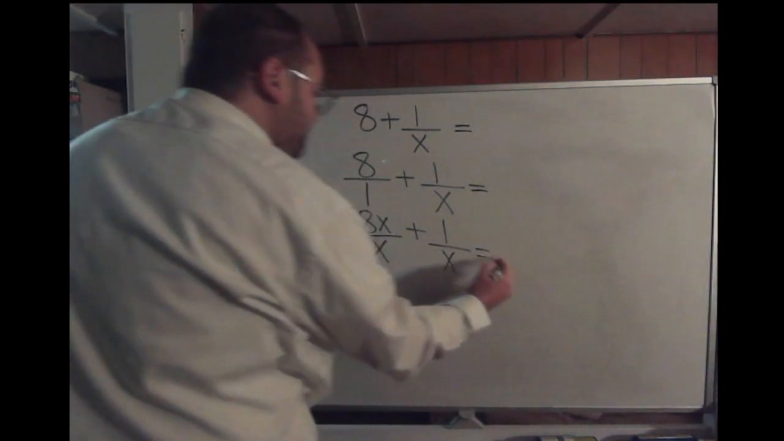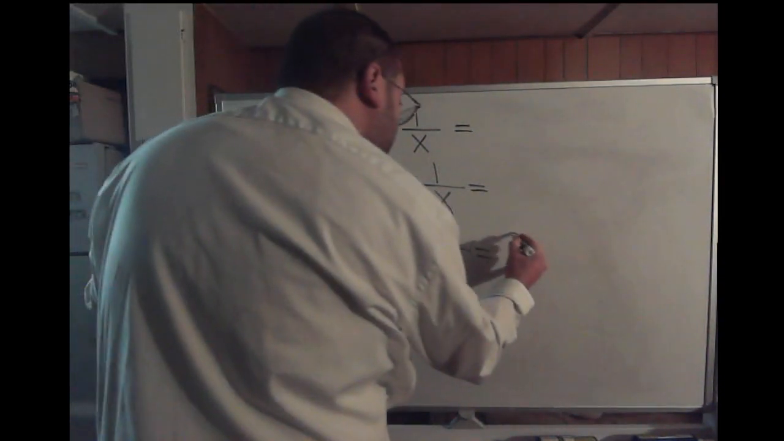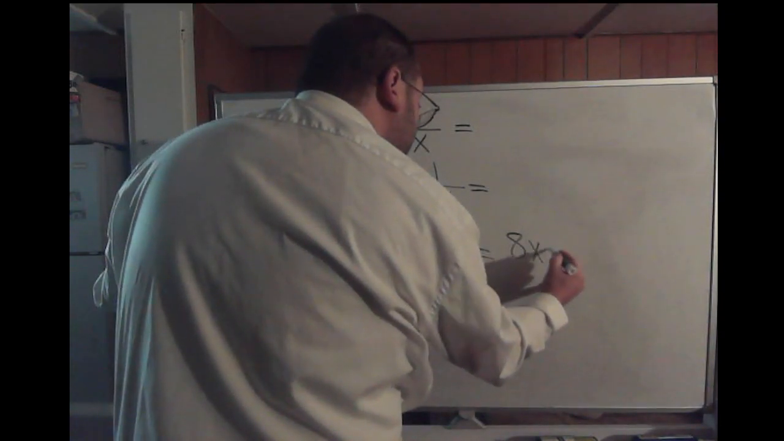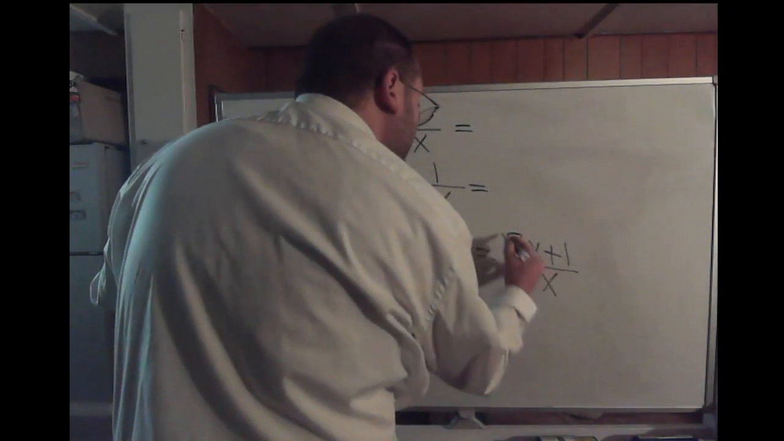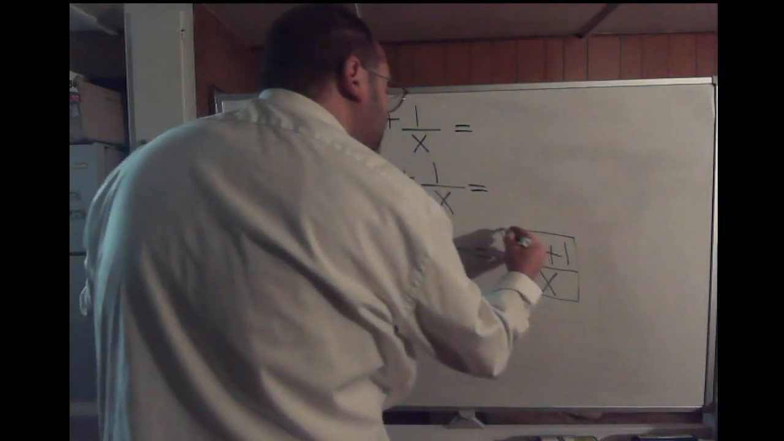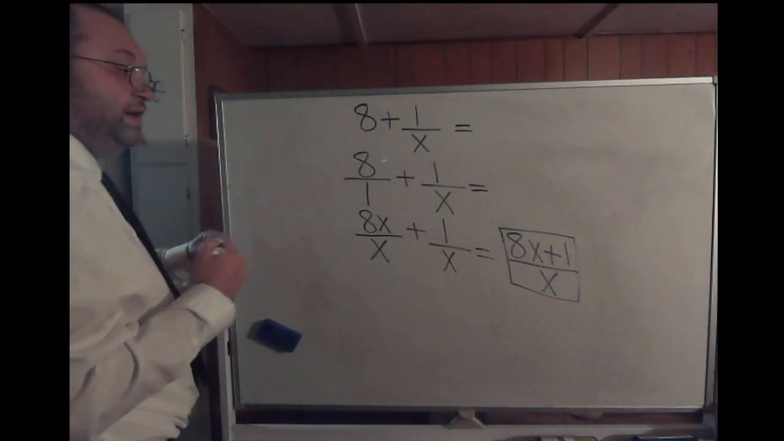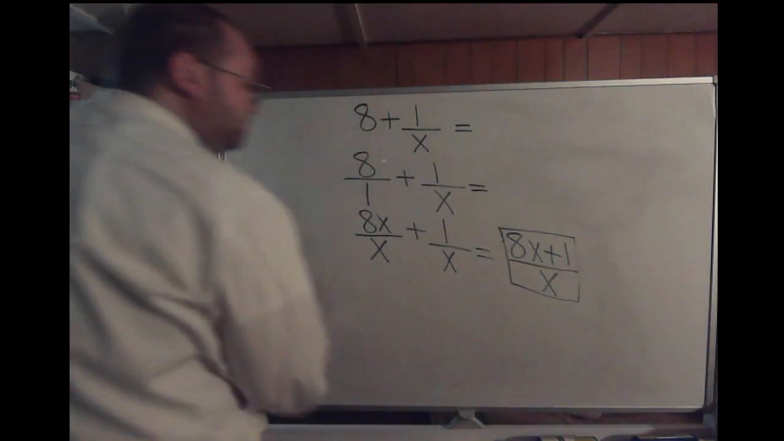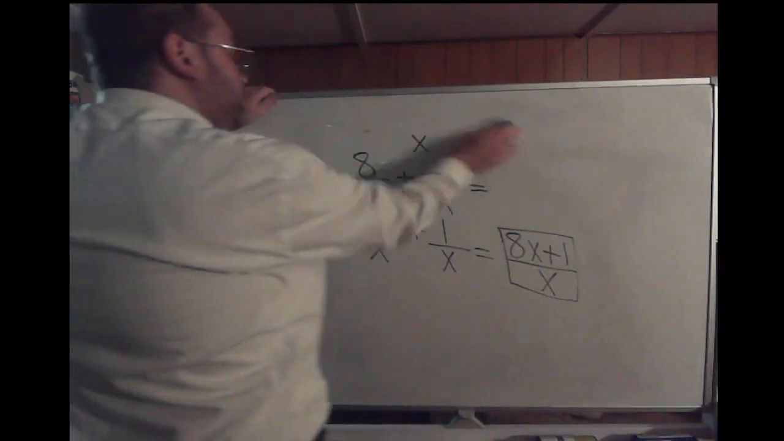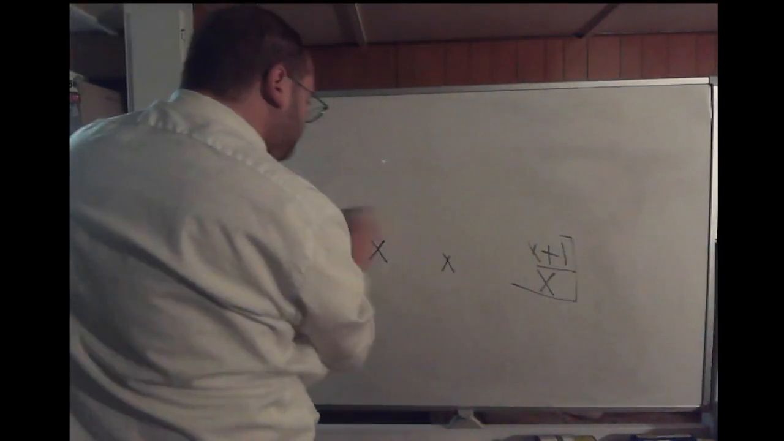Which, when we go ahead now, we can do the addition. You'll end up getting 8x plus 1 over x. And that would be your answer, 8x plus 1 over x. Pretty simple, right? Simple enough.